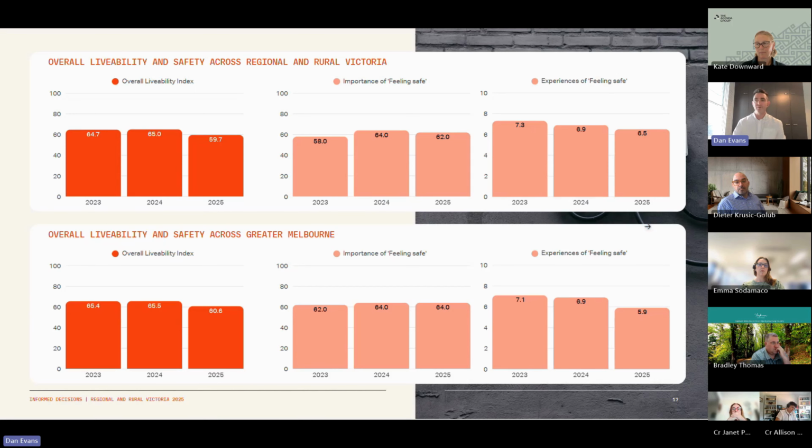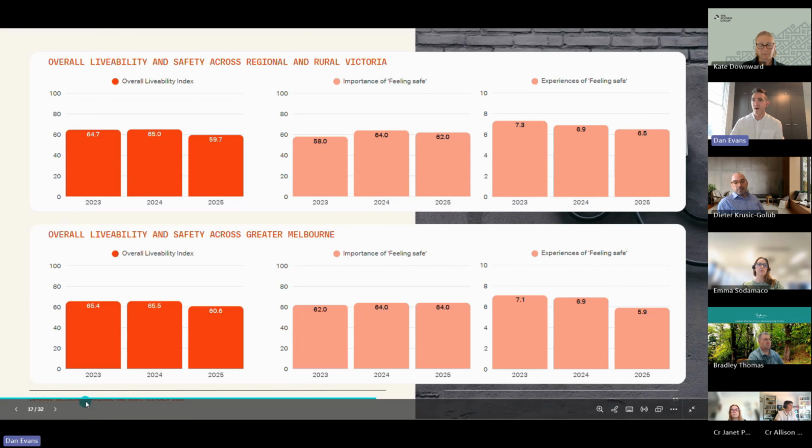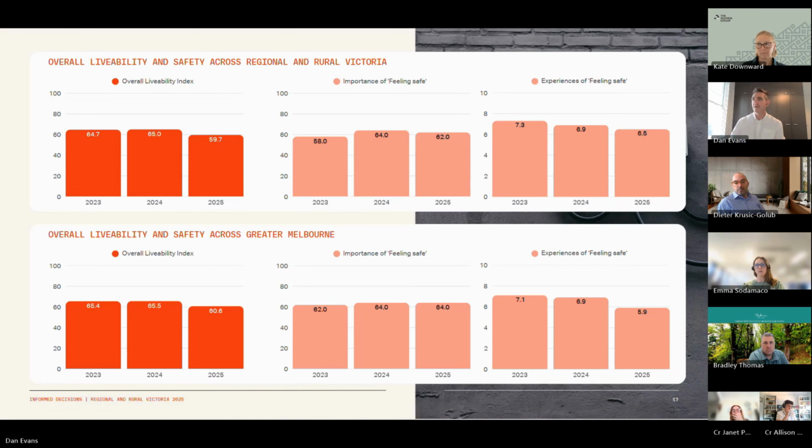If you look at Greater Melbourne, you've got pretty much the same dynamic occurring, although the perceptions of safety have declined even more. So here we've got an overall livability index in Greater Melbourne that was 65, now down to 61. We've got a relative stability in how important feeling safe is, but significant declines in local area perceptions of safety.